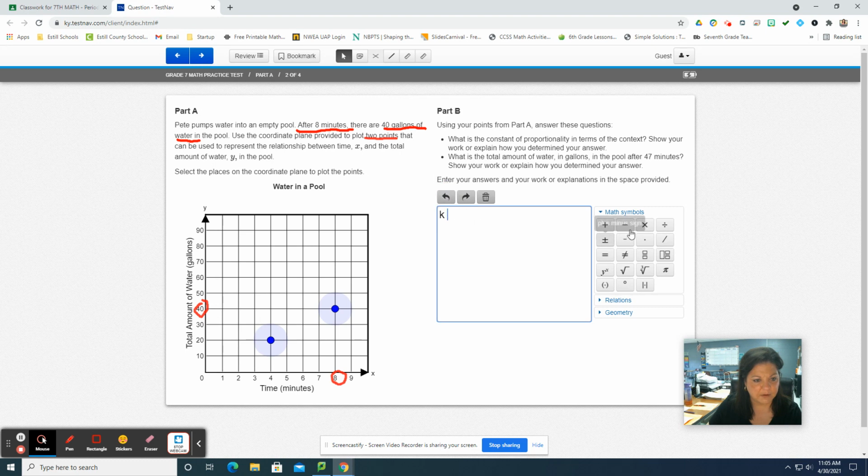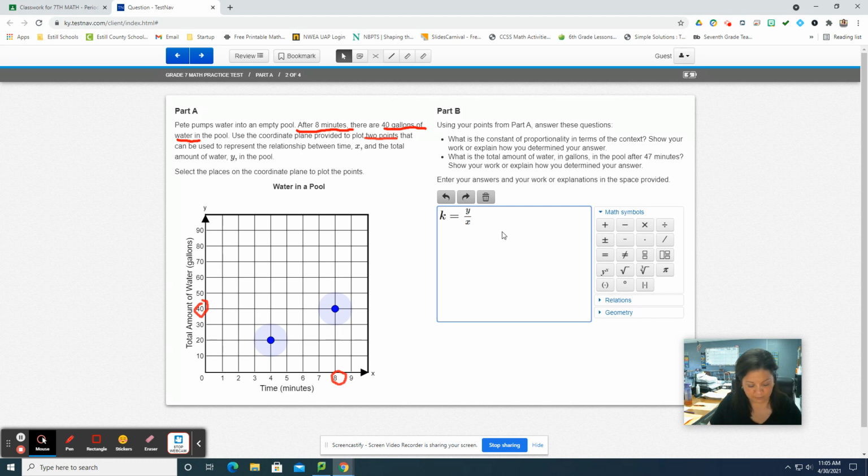Let's see, do I need that box? K is equal. Well, I'll just put my K in here. You have to play with this a little bit. There. K is equal to, and I want to do a fraction, y over x. That is my constant. That is the formula for constant.